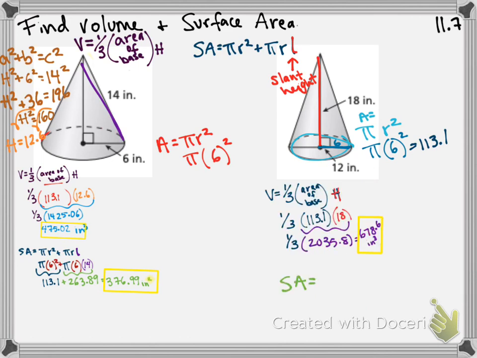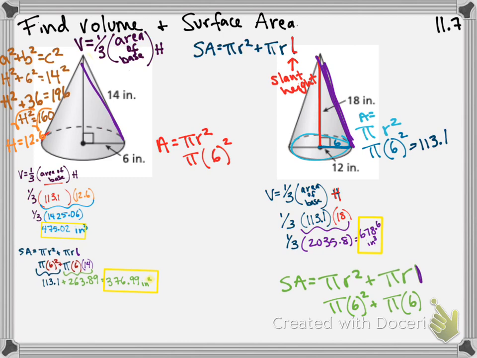For surface area, again, pi r squared plus pi r l. So we said the radius was 6, so plug that in. And then remember that L stands for the slant height. So the issue is, this is the slant height and we don't know it.